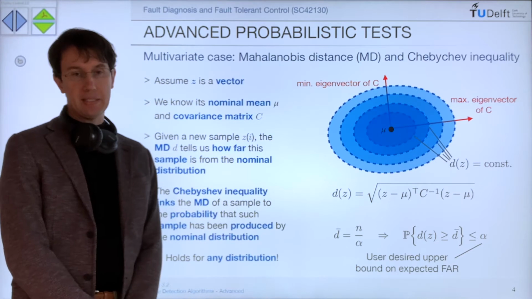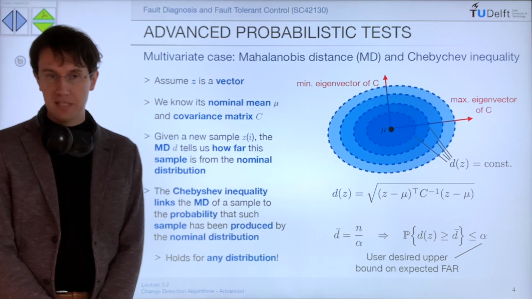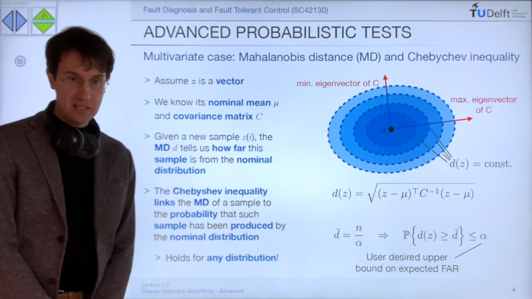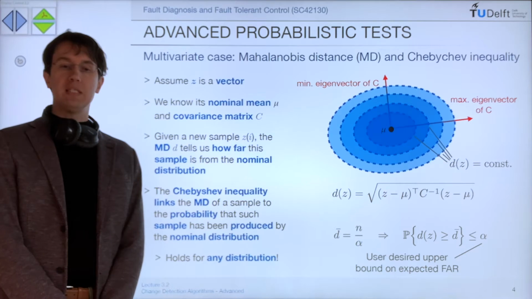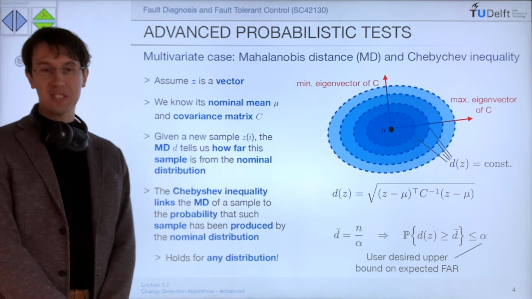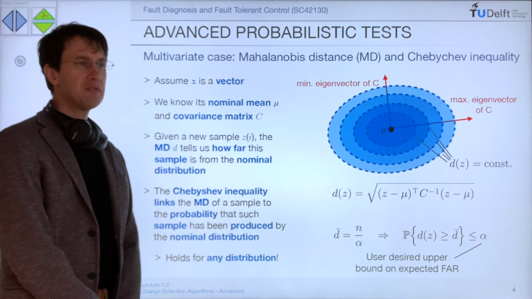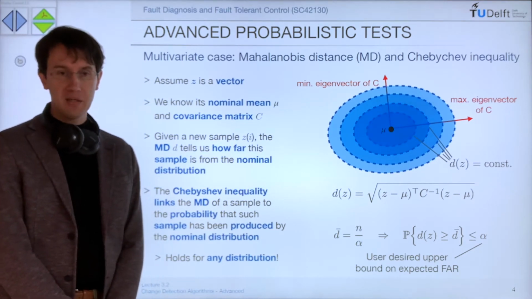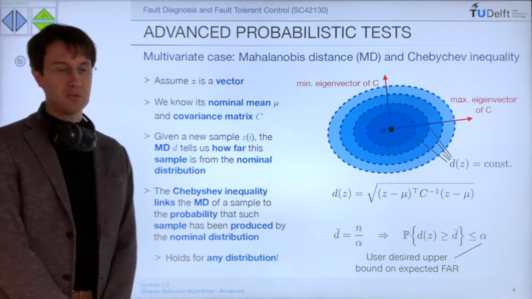But when z is a vector, things are different, because the mean of z is a vector itself, and its variance is no longer a scalar, but instead it is represented by a matrix that is called a covariance matrix. One way to build a probabilistic test for a variable that is a vector is to consider its multivariate distribution. So instead of considering independently the distribution of each component of z, we consider them together. So this is a multivariate distribution case.